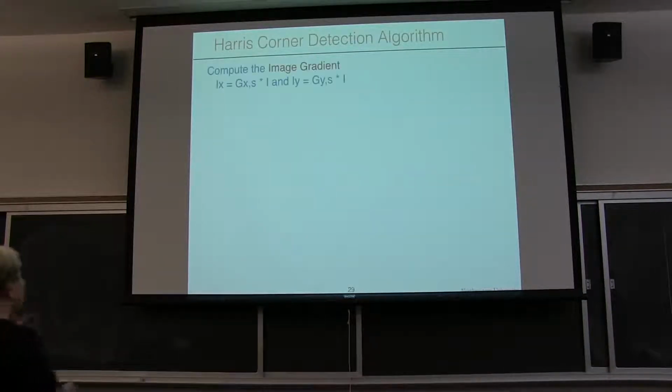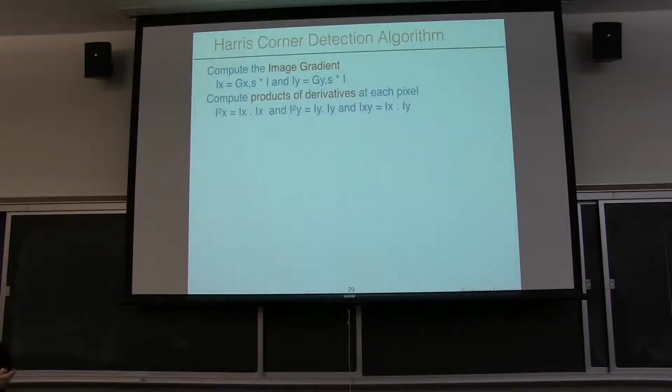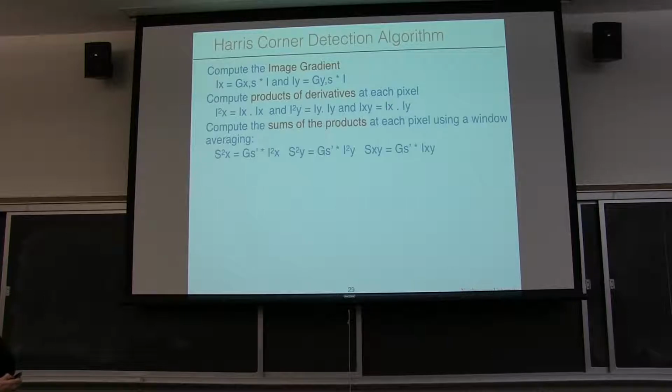So the algorithm is very simple. We compute the image gradient, and we smooth it out. So we have here the x component of the gradient, okay, and the y component of the gradient is smoothed out with a Gaussian. Then we compute the squares of both components and the cross product of the two components. Then we compute the sum of the products at each pixel using a window. So again, you can average with a Gaussian window or with a box window.